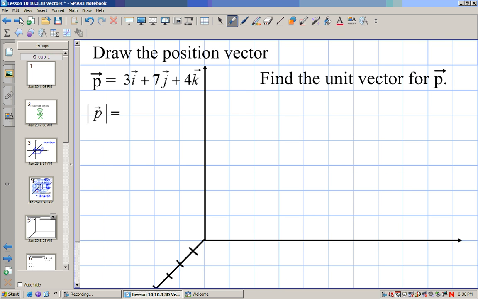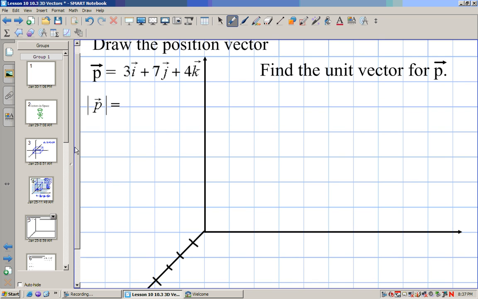Alright. Now, you guys take a second, try to draw this out on a piece of graph paper, find its magnitude, and then find the unit vector for p. When you're done, press play.